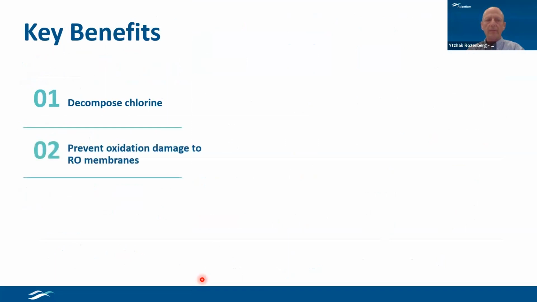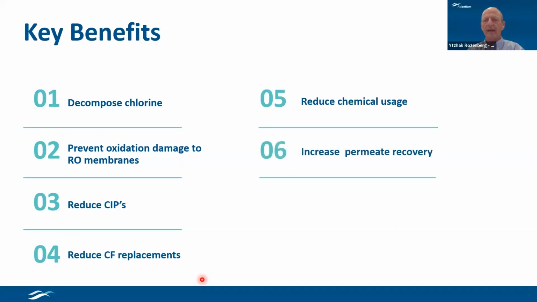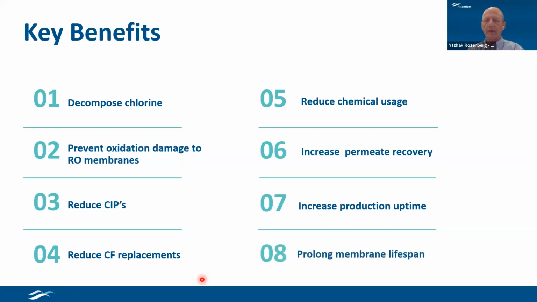So in order to summarize the key benefits, we are decomposing the chlorine, preventing oxidation damage to the RO membranes, reducing CIPs, reducing cartridge filter replacement, reducing chemical usage, increasing permeate recovery, increasing production uptime, and prolonging membrane lifetime. Those are the main key benefits that we selected in order to make this a summary slide.